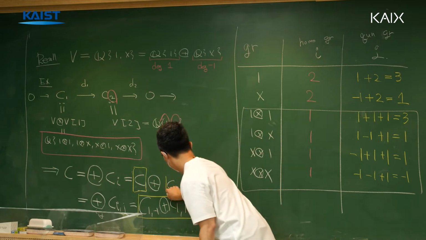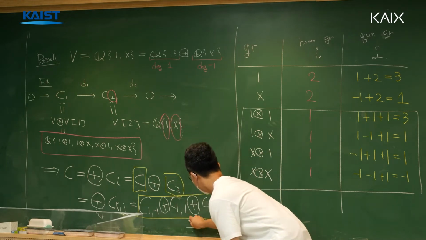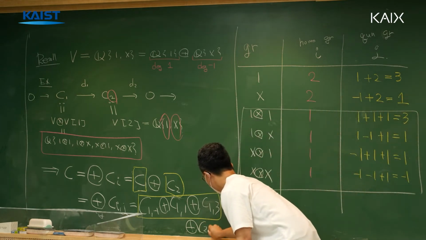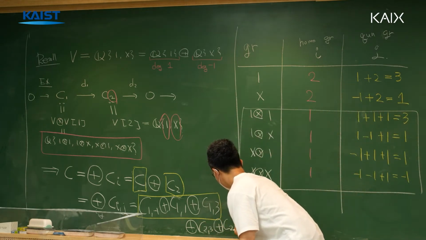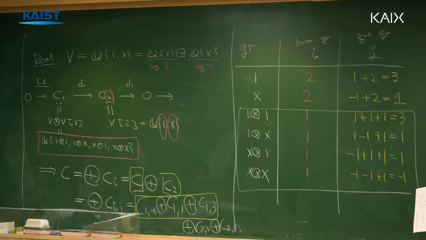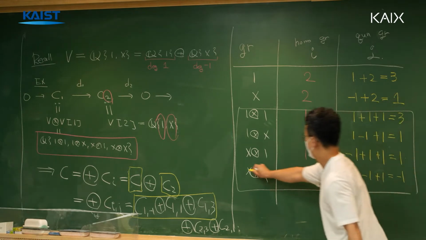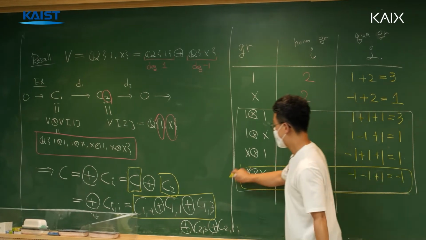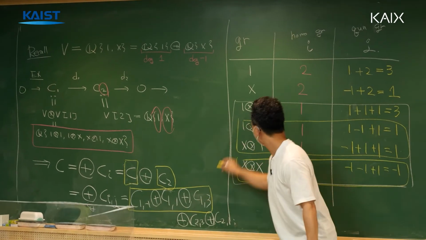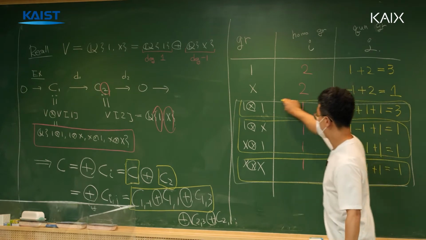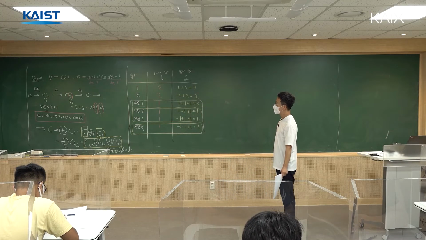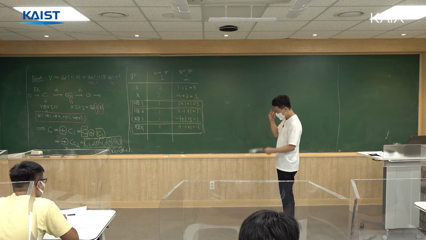For C2, I have these two quantum gradings, 3 and 1. So I have C2 3 plus C2 1. So C1 minus 1 corresponds to this. So it has dimension 1. C1 1 corresponds to this. So it has dimension 2. C1 3 corresponds to this. So it has dimension 1 and so on. So this is how you get a bigraded vector space given this kind of chain complex.